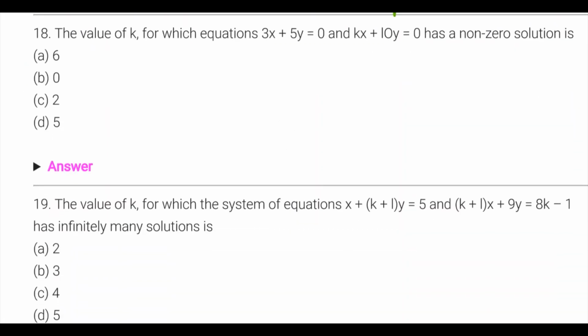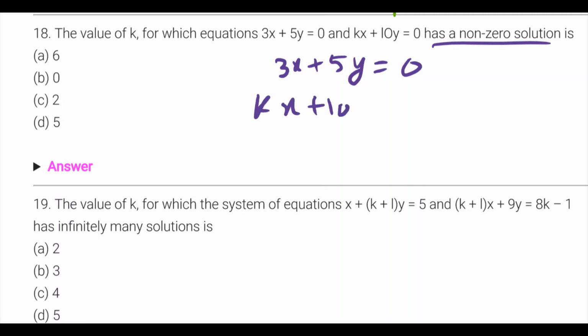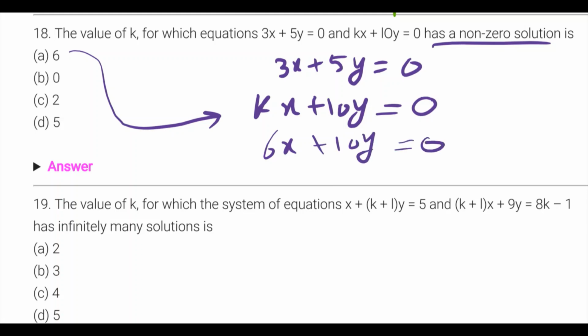The value of k for which the equations have a non-zero solution. These are 3x plus 5y equals 0 and kx plus 10y equals 0. If I take option 1, which is 6, if k is 6, I will get 6x plus 10y equals 0. These two are coincident lines. So for coincident lines, we have infinitely many solutions.